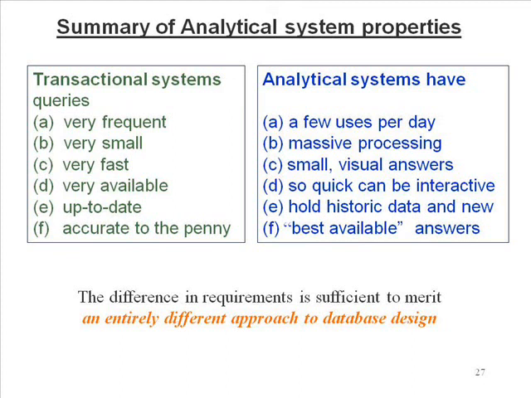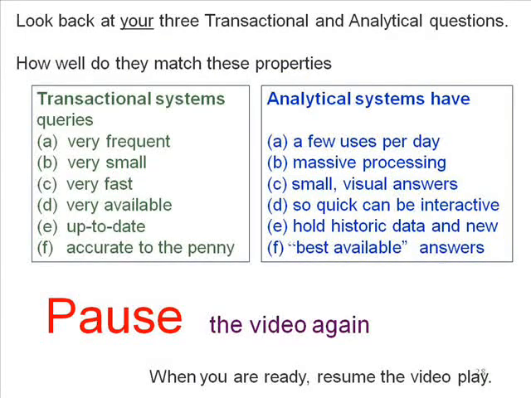As you've seen, these two sets of properties are very different. They are so different as to merit an entirely different approach to the database design. We now want you to look back at your 3 transactional and analytical questions, and to judge how well they match against the properties we have listed. Look through your transactional questions against the left-hand panel, and your analytical questions against the right-hand panel. Pause the video to give yourself good time to consider your answers. When you are ready, resume the video play.